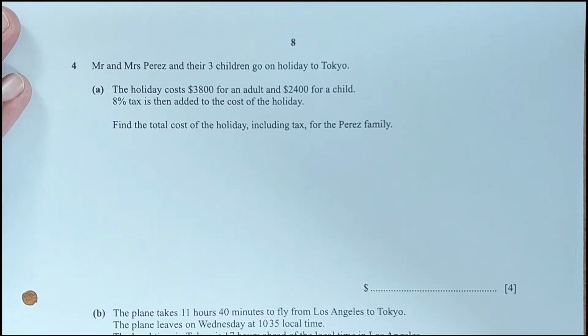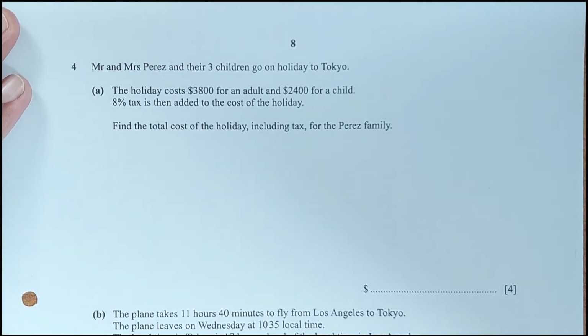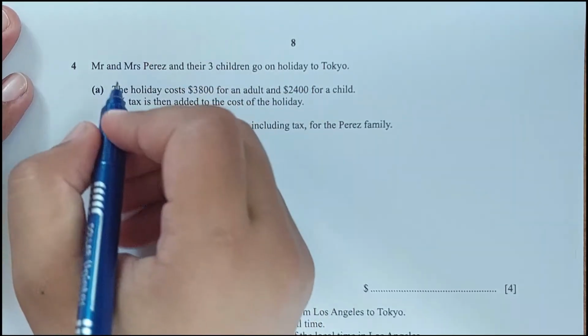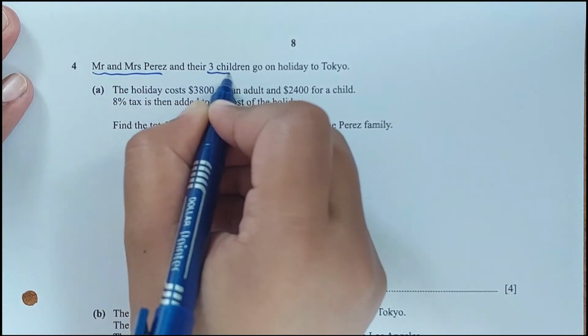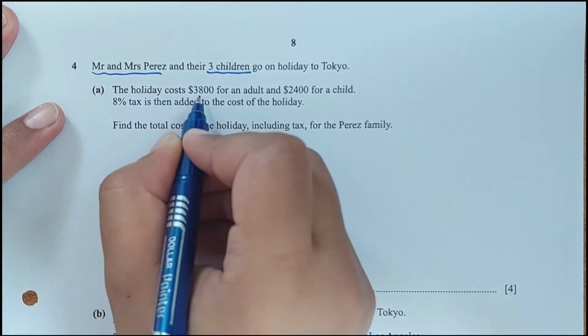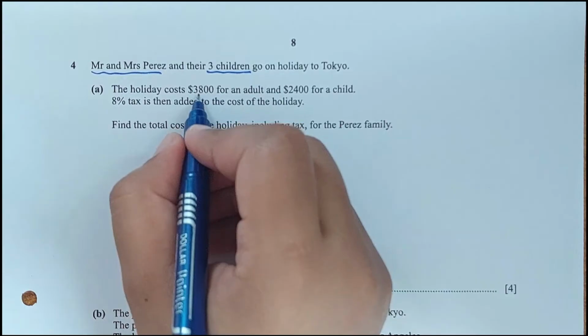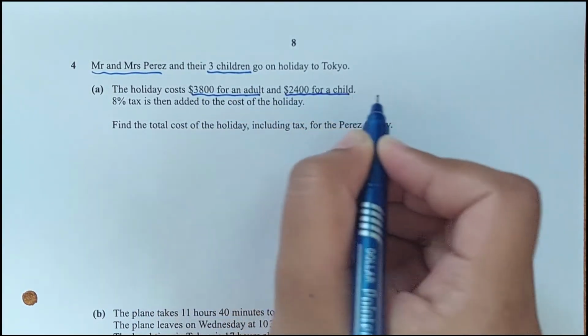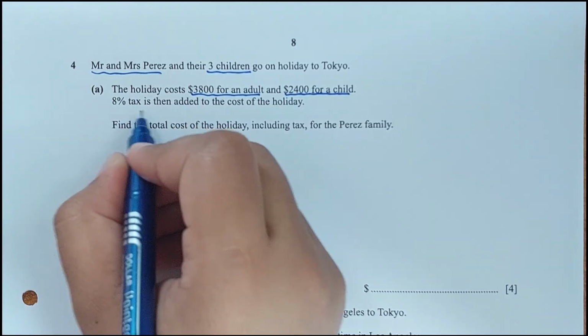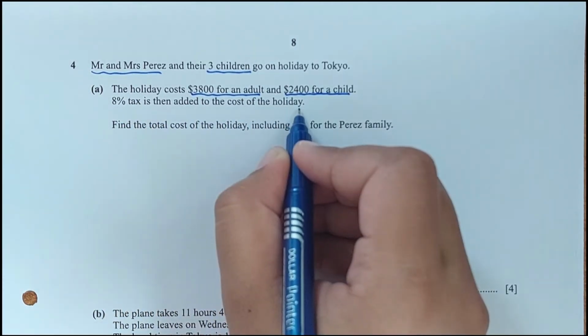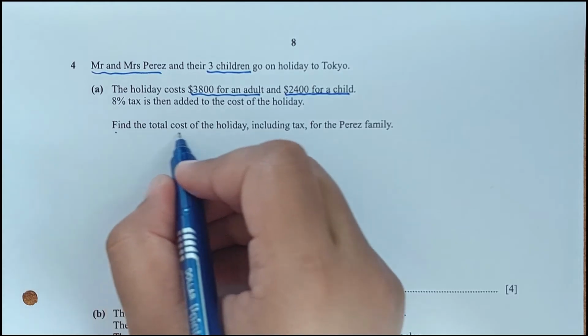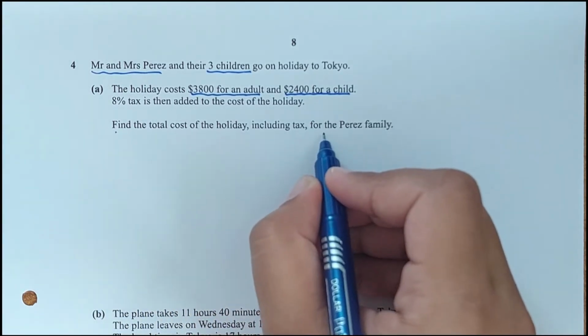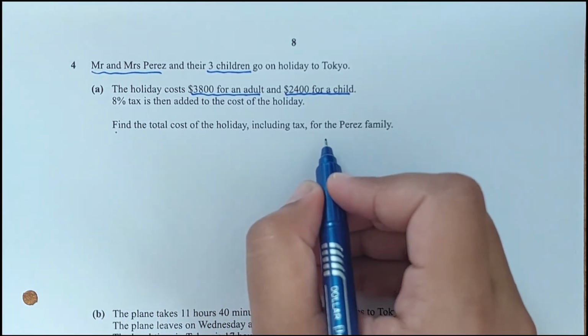Okay. Question number 4. Mr. and Mrs. Pires and their 3 children go on a holiday to Tokyo. Okay, 2 adults and 3 children. Number a, the holiday costs $3,800 for an adult and $2,400 for a child. 8% tax is then added to the cost of the holiday. Okay, find the total cost of the holiday including the tax for the family.